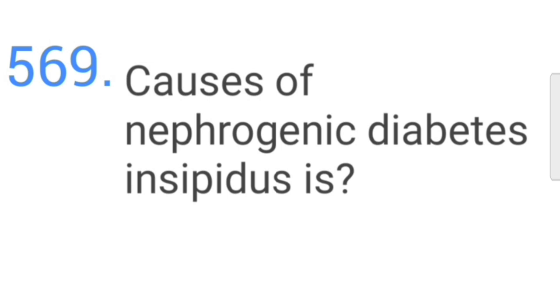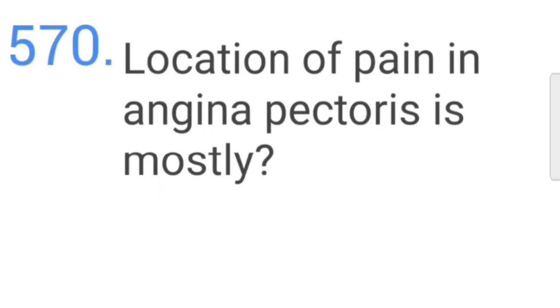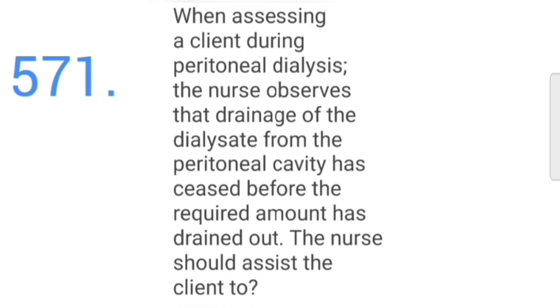Causes of nephrogenic diabetes insipidus is dash, genetic. Location of pain in angina pectoris is mostly retrosternal. When assessing a client during peritoneal dialysis, the nurse observes that drainage of the dialysate from the peritoneal cavity has ceased before the required amount has drained out. The nurse should assist the client to turn from side to side.